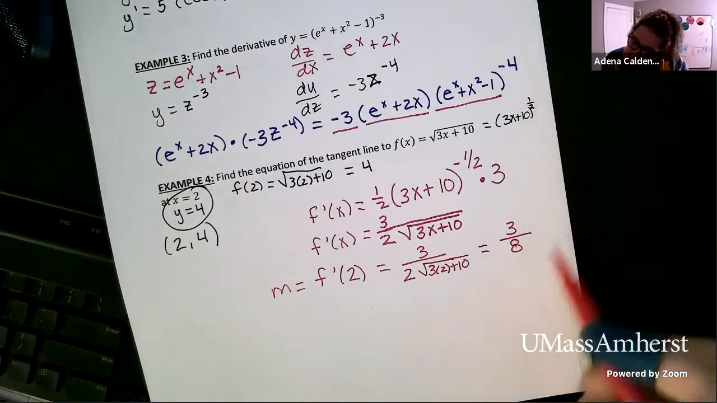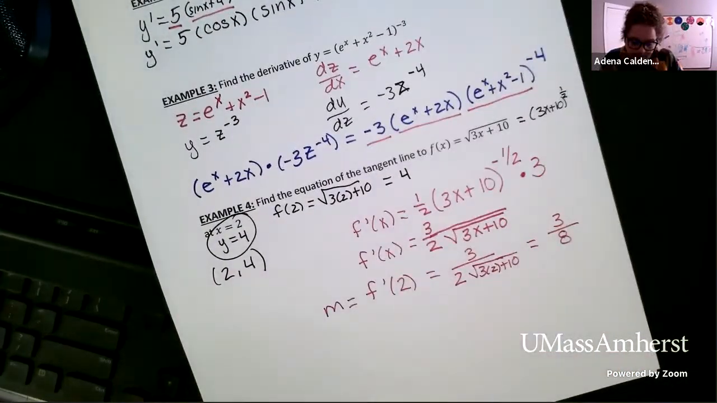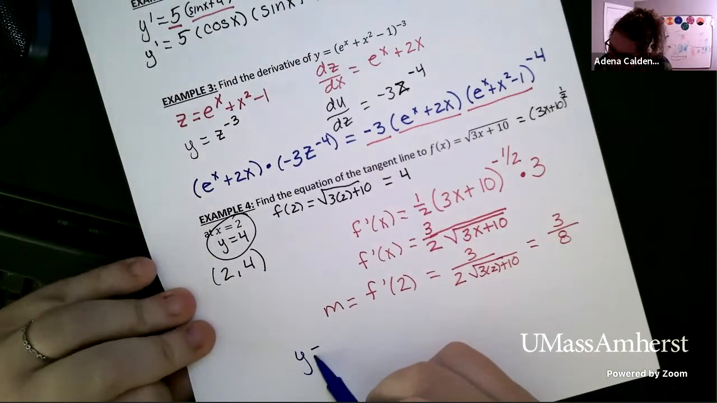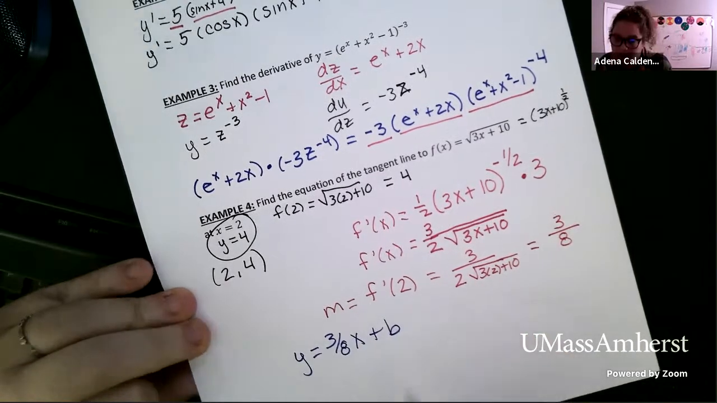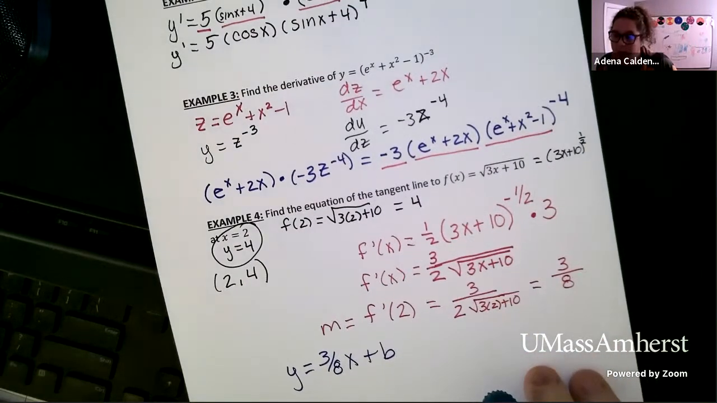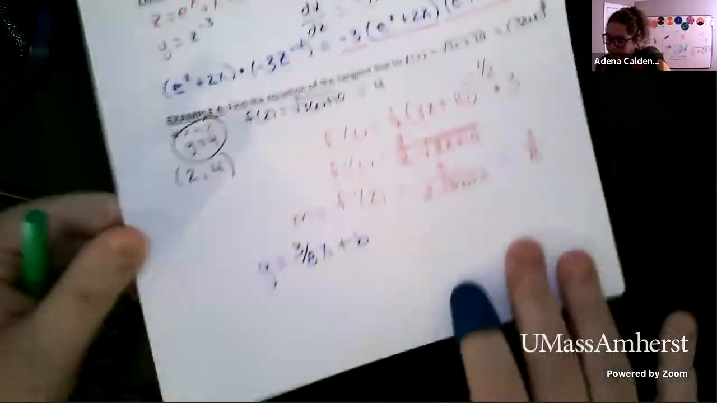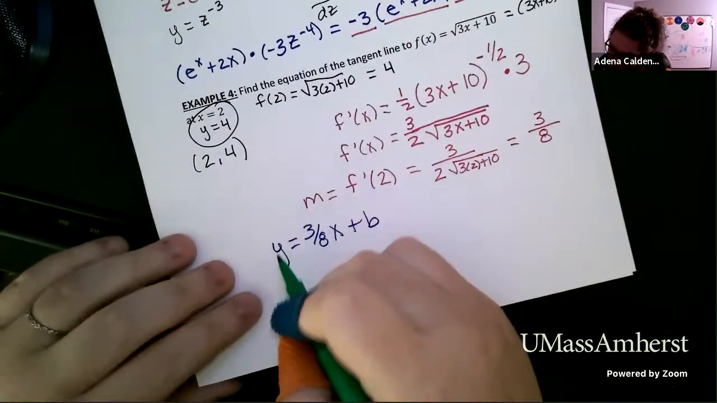Okay, so now I have the slope of the line and I have a point on the line. So I'm going to put it all together. So I have y equals 3/8 x plus b. I need to solve for b. So I solve for b by plugging in my point here. So y is 4 and x is 2.